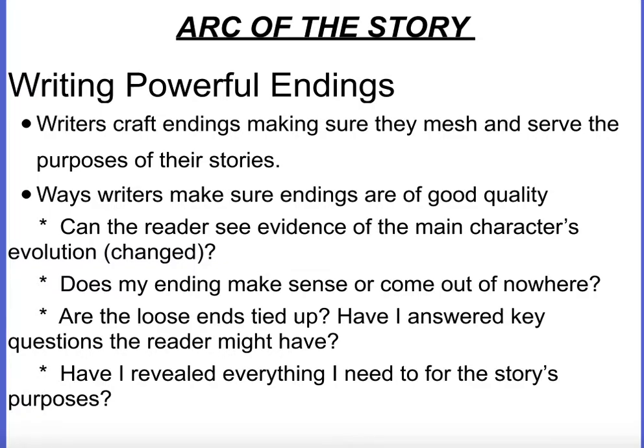Now, there's a couple of different things you can do to make sure that you have a great, quality, powerful ending at the end of your story. Can the reader see evidence of the main character's evolution? Ooh, I love that word, evolution. It's just a fancy way of saying how the character has changed. So, your character may be worried or concerned or upset because of the problem, and then a little bit more worried or concerned or upset because the problem got worse. But then did it change once your problem was resolved? We should see some type of change from your character.